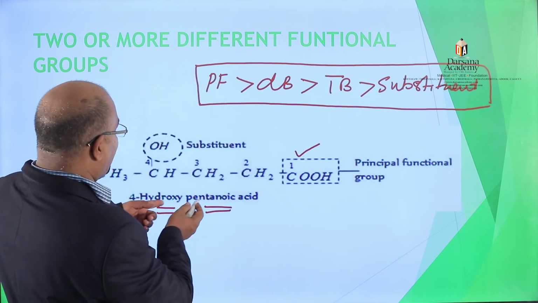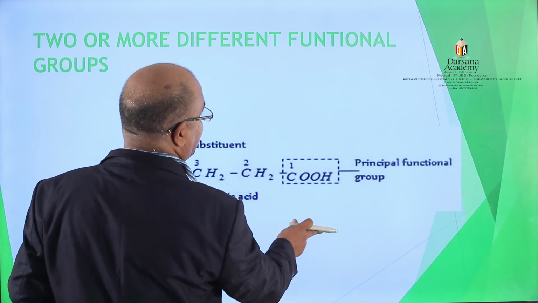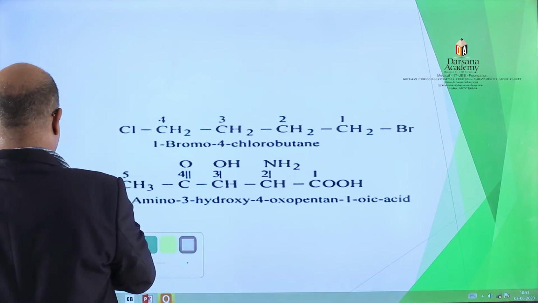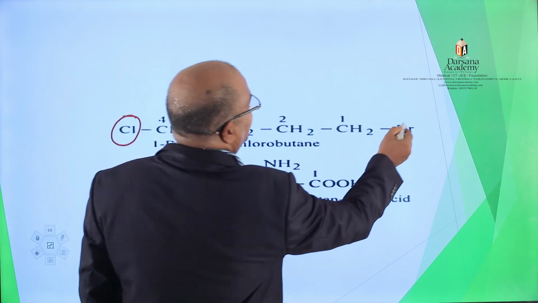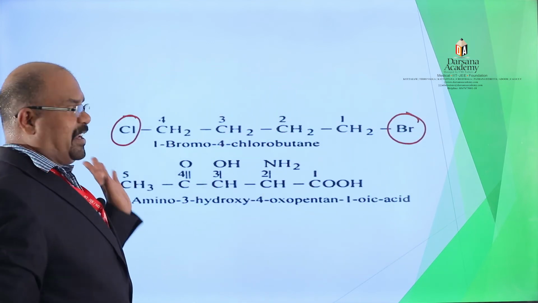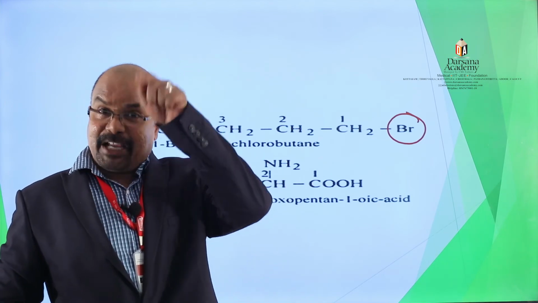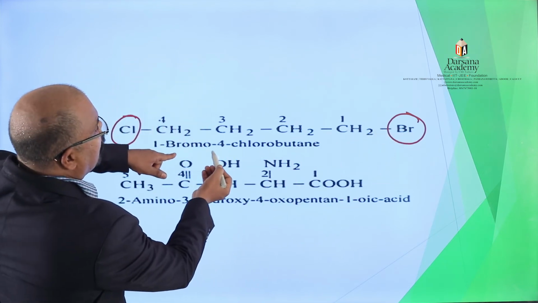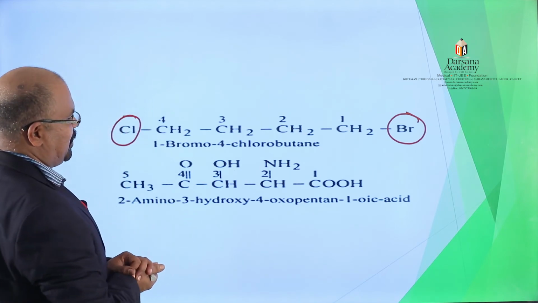So the name here is 4-hydroxy pentanoic acid. One more example, I will give one more example. See, in this case, what's the specialty? Here is chloro as a prefix word, bromo as a prefix word. The bromine and the chlorine are at the same position. So in this case, the order of preference is based on alphabetical order, so the name of the compound will become 1-bromo-4-chlorobutane.